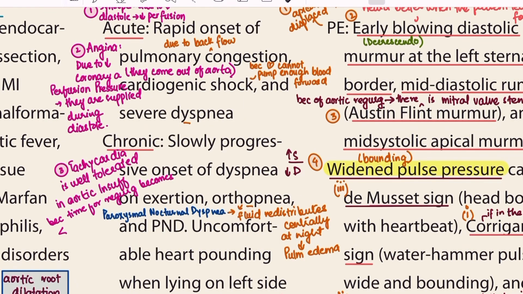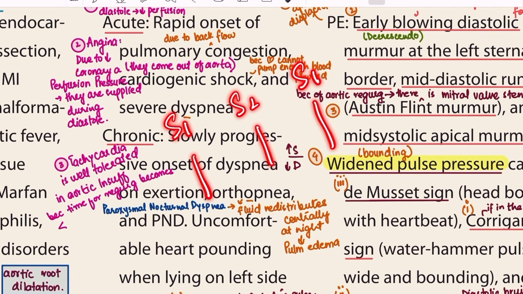Another thing you need to keep in mind is that in these patients, tachycardia is well tolerated. The reason behind this is that since aortic regurgitation happens during diastole, this space will reduce during tachycardia, and that will allow less blood to regurgitate during diastole, and in return tachycardia will be well tolerated.